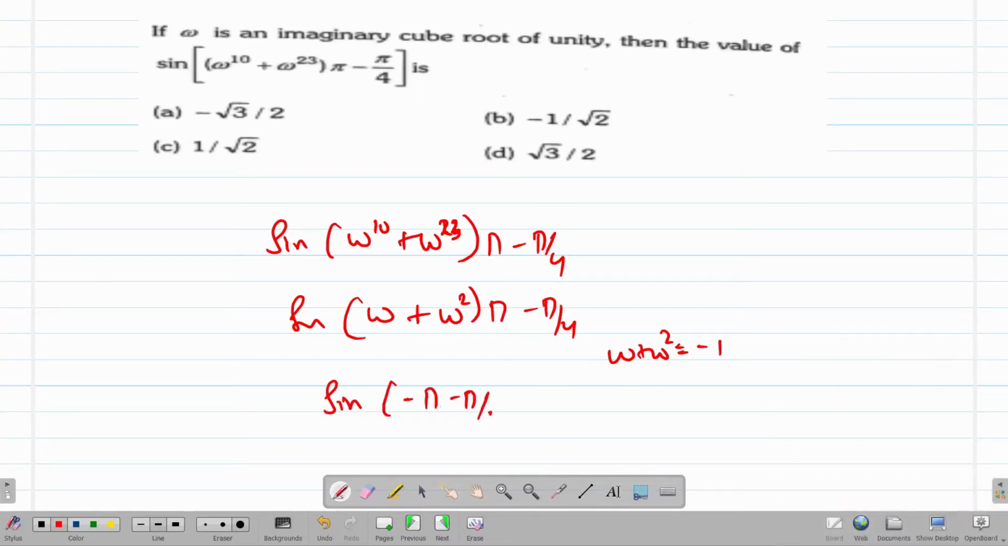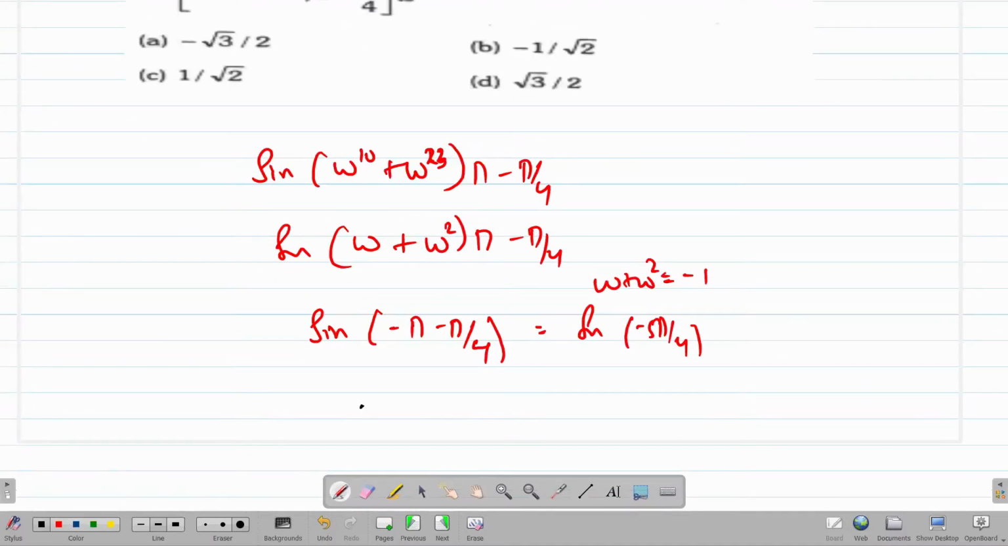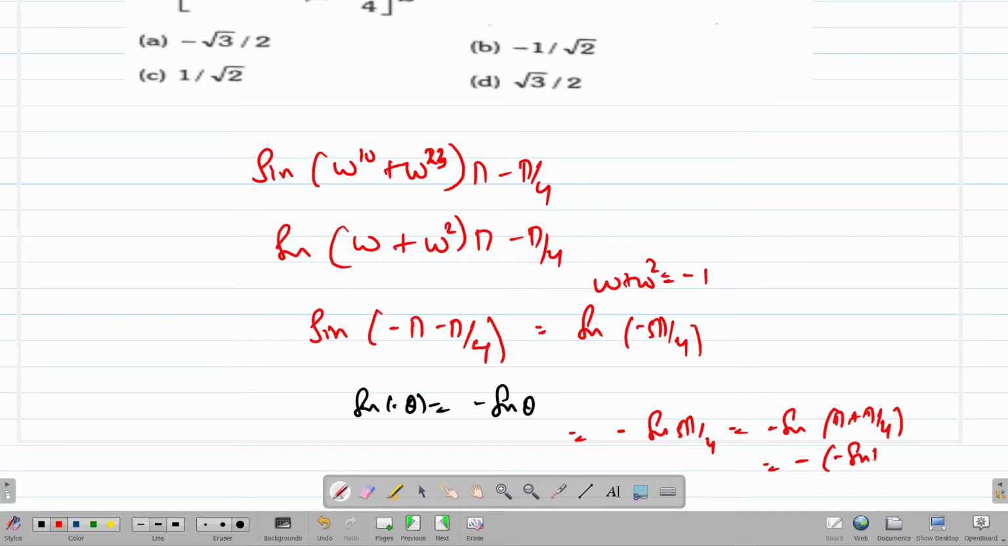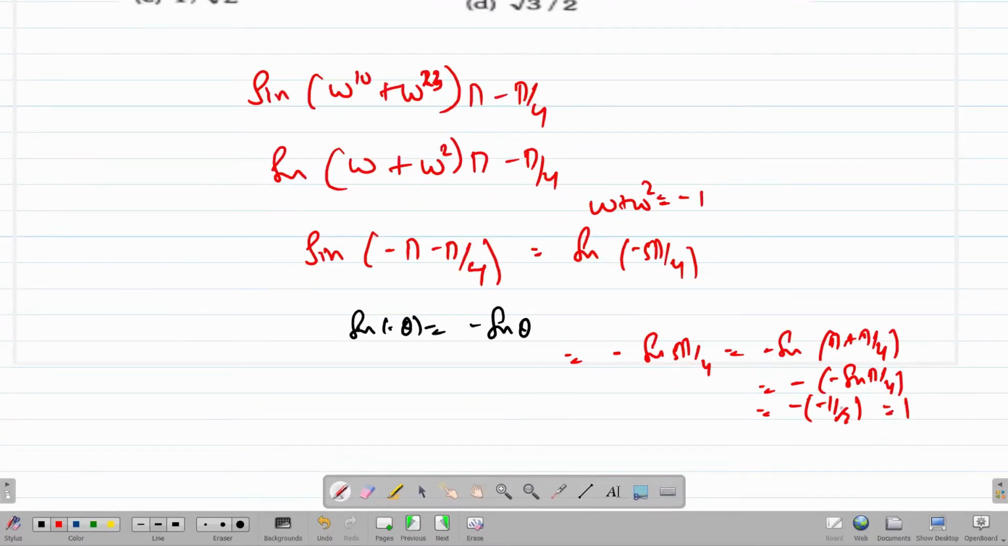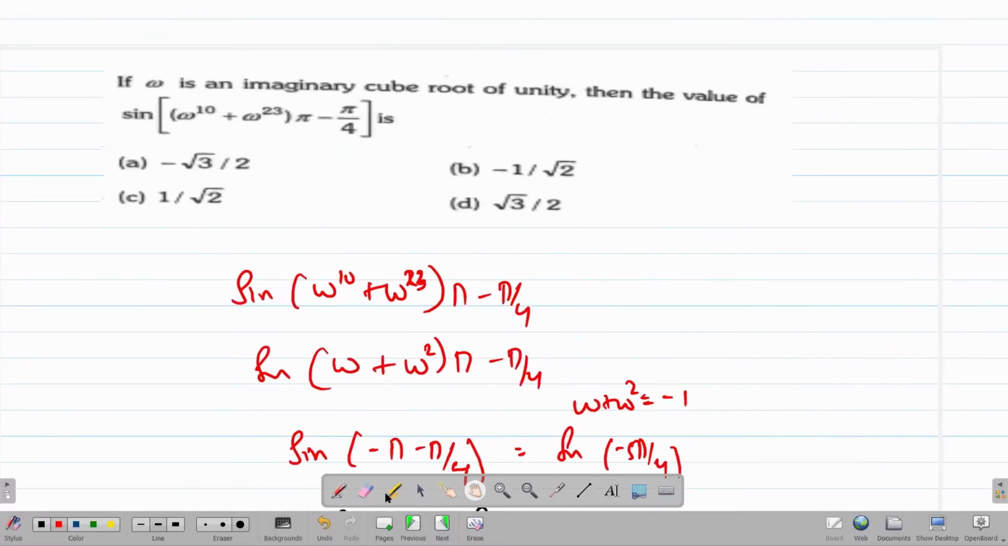pi by 4 into 5, which is sine of minus 5 pi by 4. As we know that sine of minus theta is minus sine theta, this comes out to be minus sine 5 pi by 4, which is minus sine of pi plus pi by 4, in the third quadrant. So this is minus of minus sine pi by 4, so minus of minus 1 by root 2. So my answer is plus 1 by root 2. So the correct option is option C.